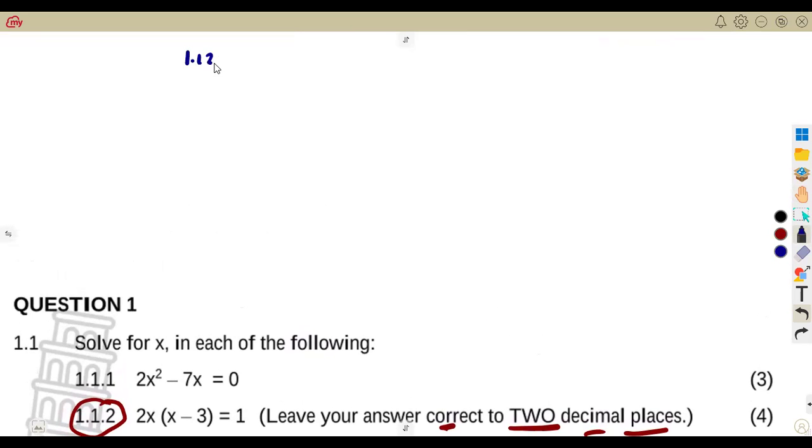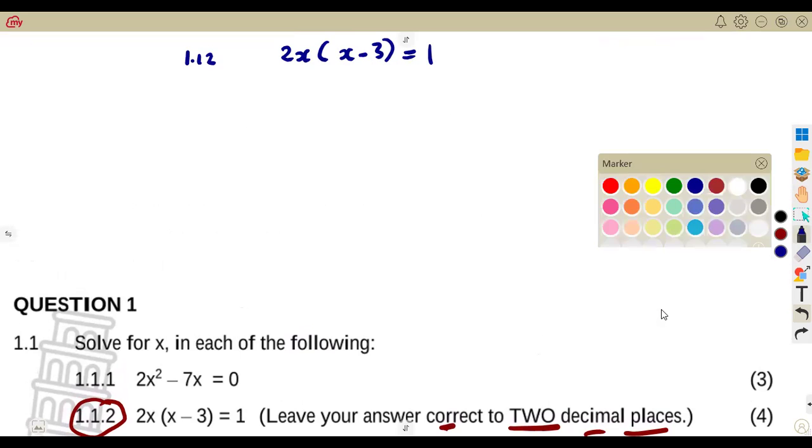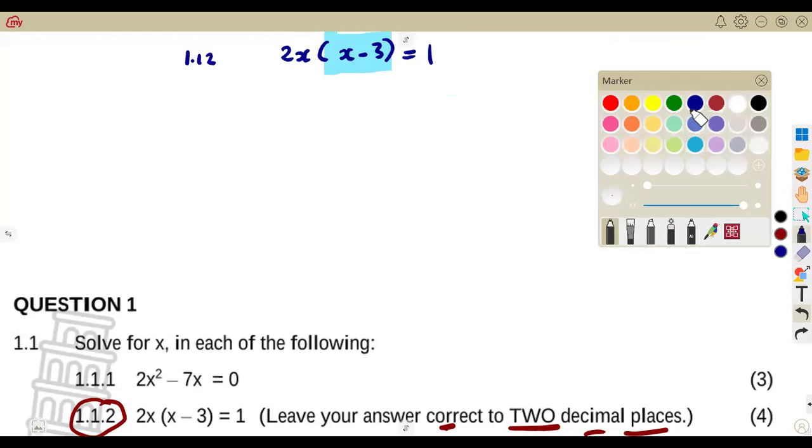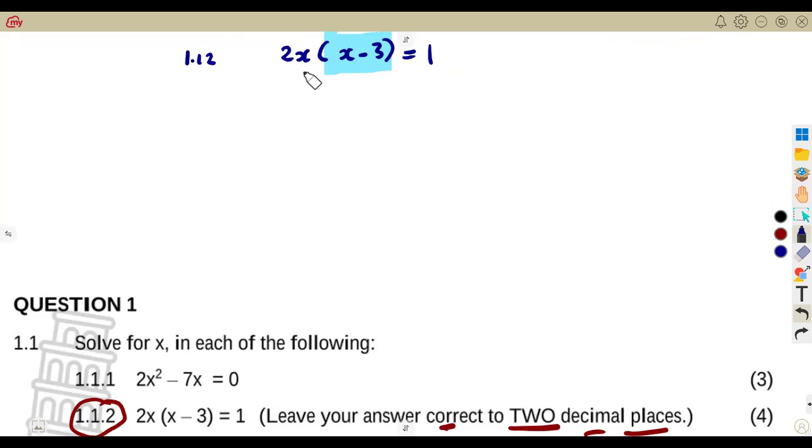So you're going to take our equation that is given. That's 1.12, which is 2x into the bracket of x minus 3, equal to 1. As we can see, with the bracket that we are given, we need to expand this part, get rid of the brackets, and see the type of equation that you're going to have. So 2x times x, that was going to be 2x squared. Remember, you distribute inside the bracket. 2x times negative 3, that's negative 6x, which is equal to 1.